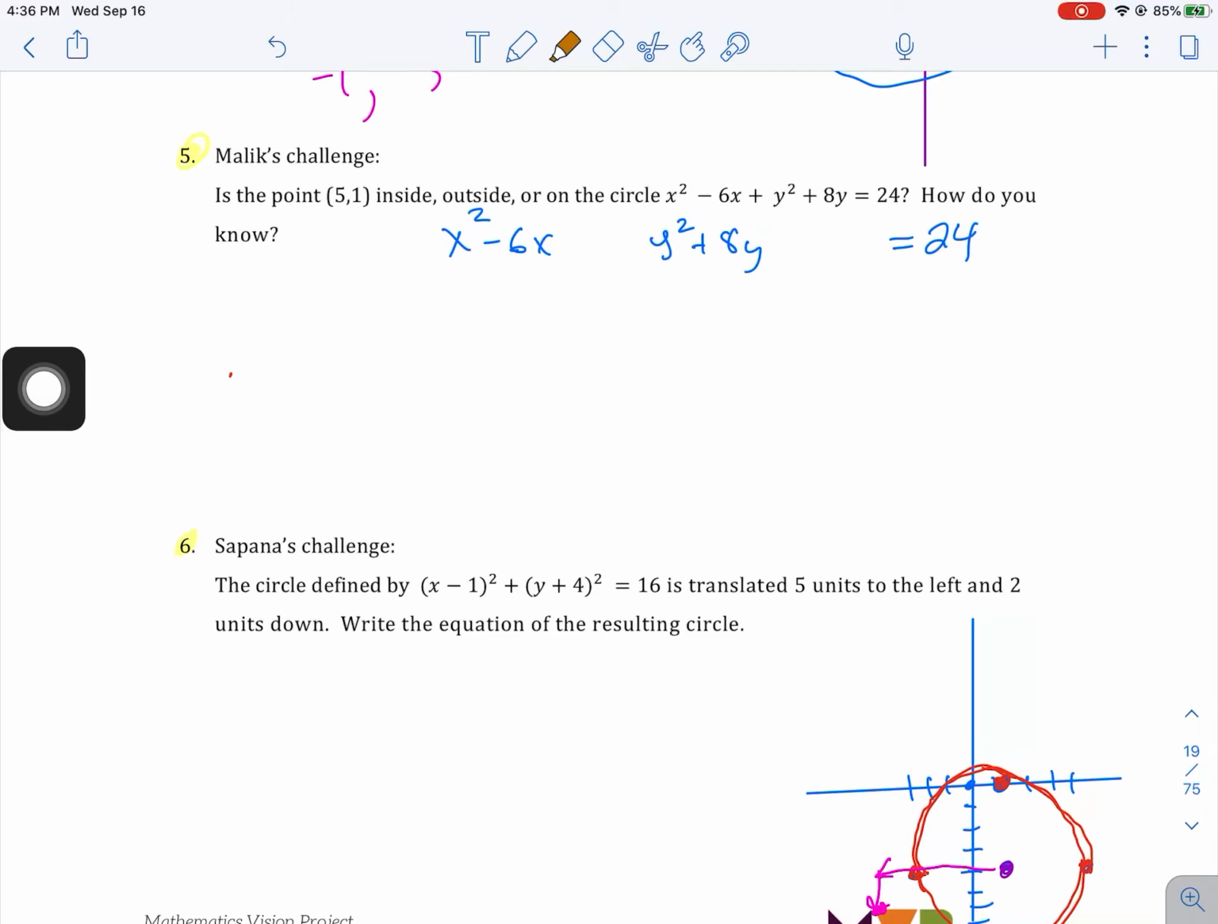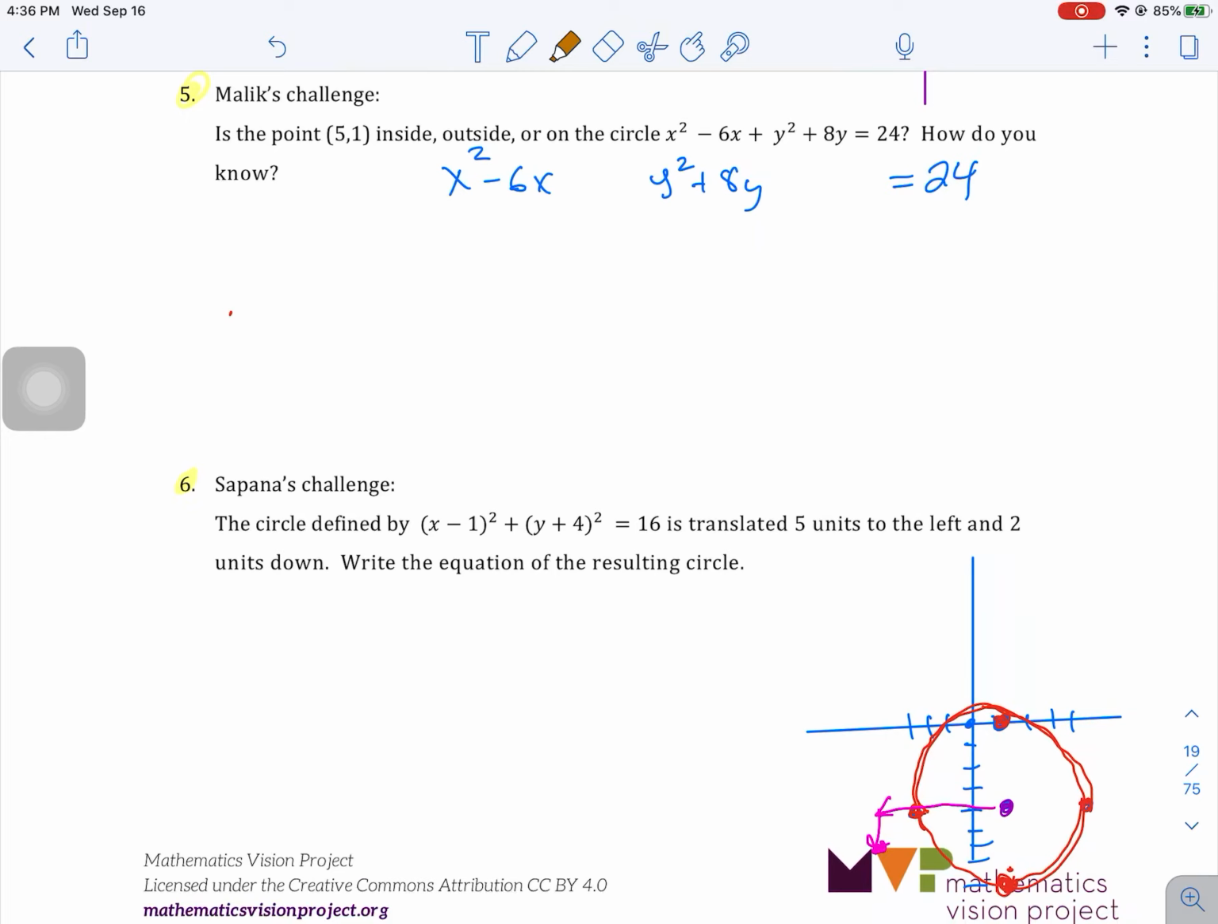So looking at this here, I can come up with the equation of the circle by completing the square. So this will be plus 9, and this will be plus 16. All right, so I've got x minus 3 squared plus y plus 4 squared equals 25 plus 24, which is 49.